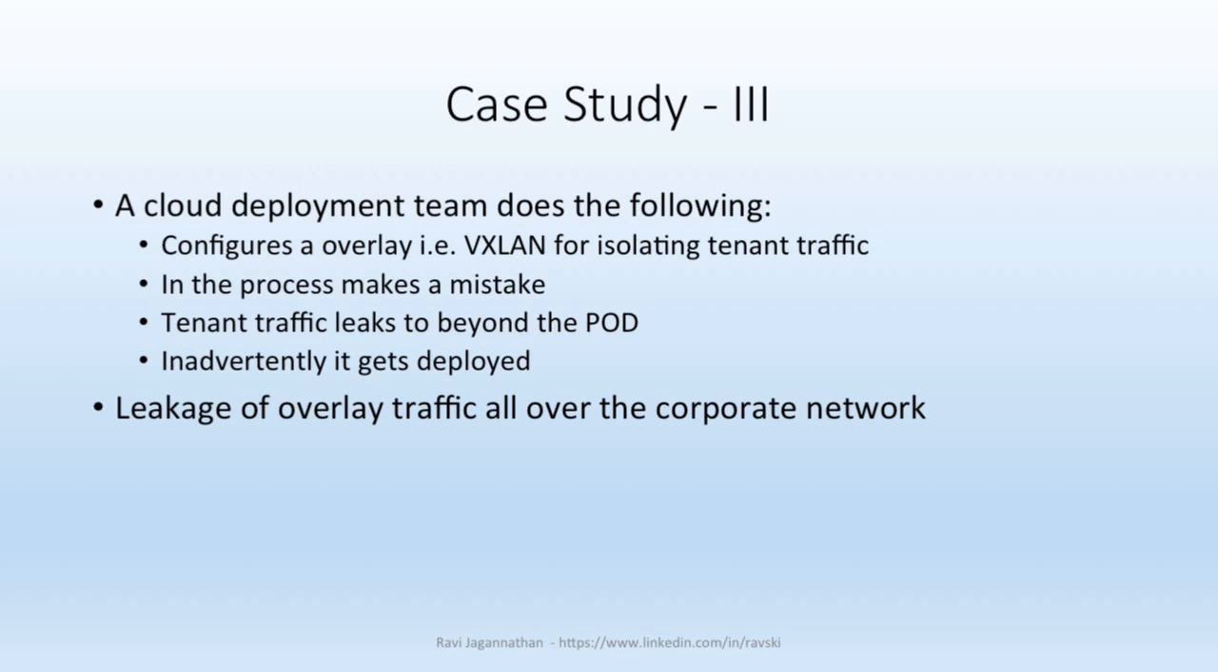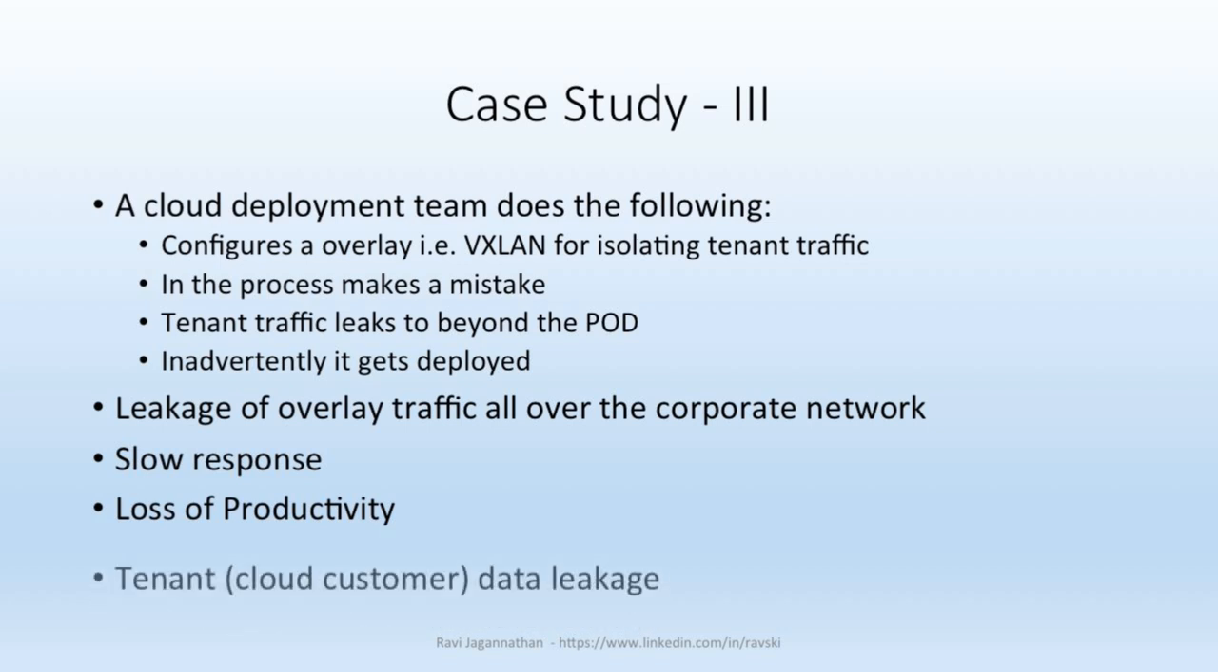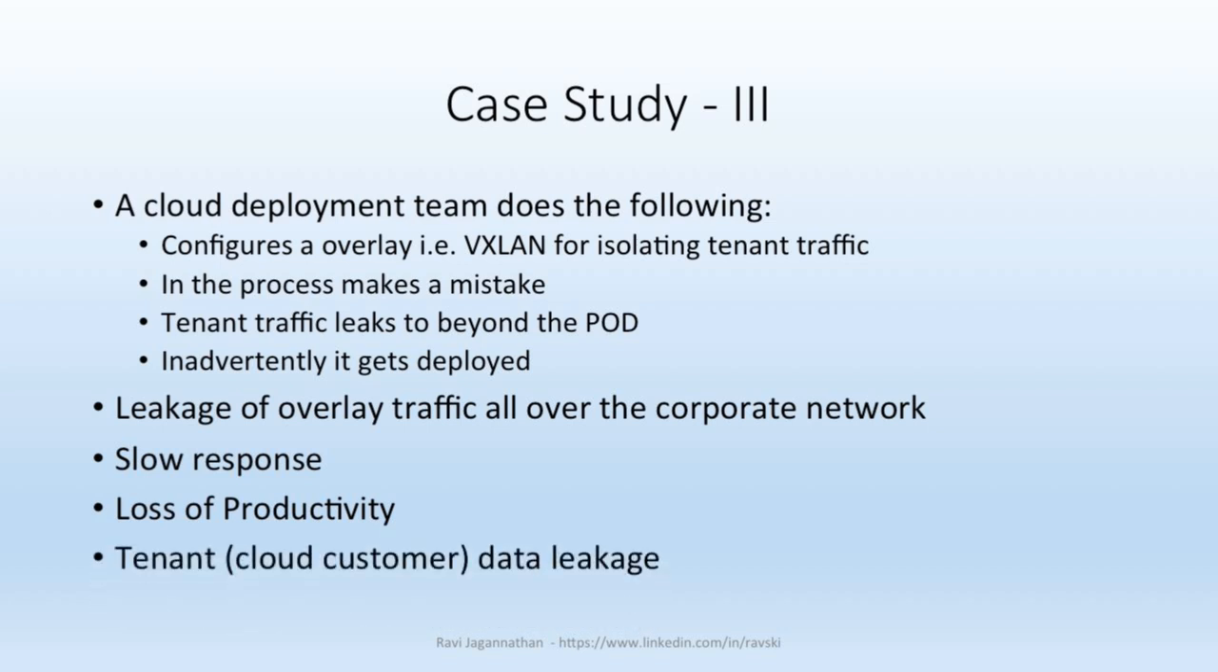So this not only leaks into the corporate network, it slows down the corporate network response, and it results in loss of productivity on the engineering side, QA side, and if you take a non-computer company, it can hurt productivity big time. And it could also leak the tenant's data, and that's a much, much bigger risk, especially if you're a cloud service provider, right? So these vulnerabilities are real.